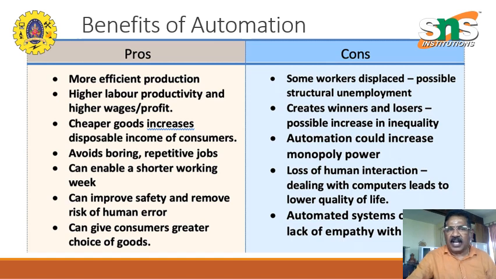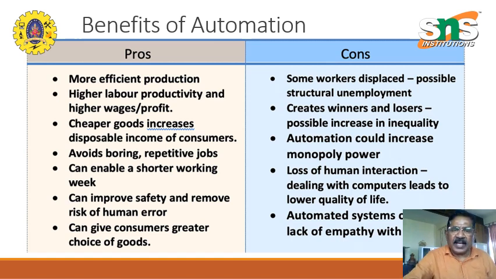On the pros side, we have more efficient production, higher labor productivity, cheaper goods, and increased disposable income of the consumer. Earlier we had pens, now we have throwaway pens. We use it and we throw it away. The cost of production comes down, so the customer is ready to dispose of it after a single use. You have tissue papers, you have paper napkins, all these things are used once and then thrown away.